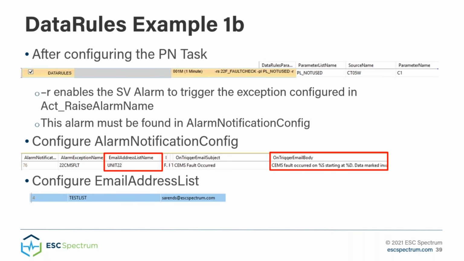I just reviewed example 1B just to reinforce that information. After configuring the process now task, remember you need that -R enabled in order for the StackVision alarm to trigger, because that alarm notification configuration is looking for that exception name. Once that exception name is triggered, it's going to use the address list name and trigger the email subject and email body.